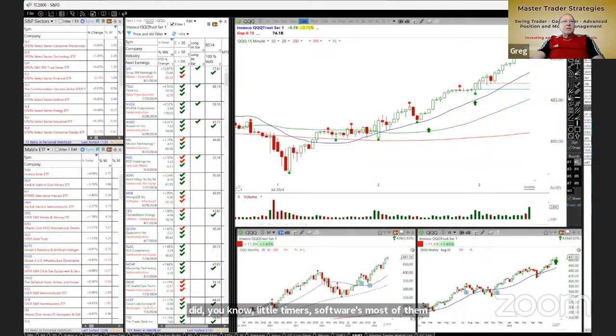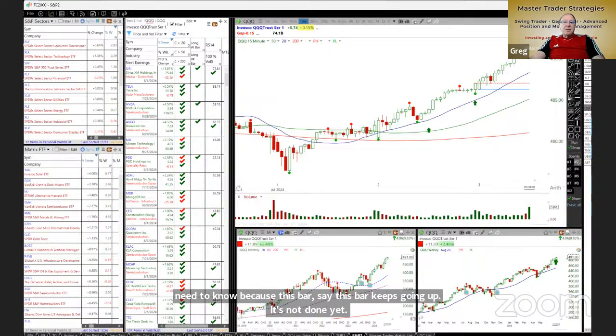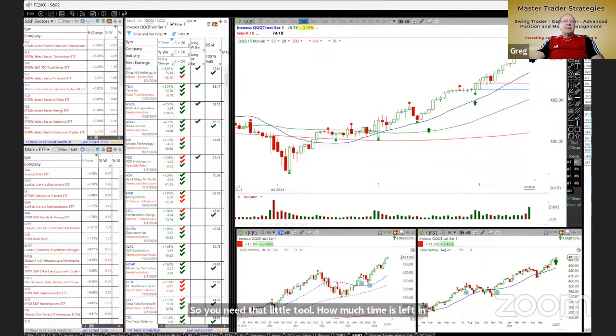You need to know because, say this bar keeps going up, it's not done yet. And it triggers, and there's 9 minutes to go. It could be a topping tail bar at the end of the 15-minute time period. So you need that little tool. How much time is left in my 15-minute bar? That's a little tool that you need to add on there.